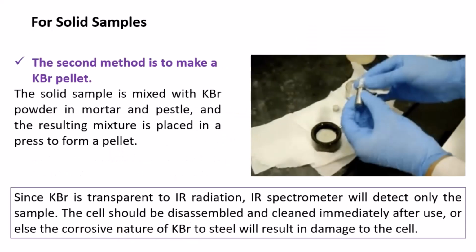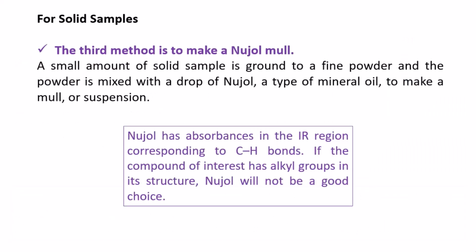Okay, so the next approach is to make pellets of your solid sample. So this time around, you crush your solid sample into a powder form, mix it with potassium bromide powder, which is made into pellets before the sample is run.